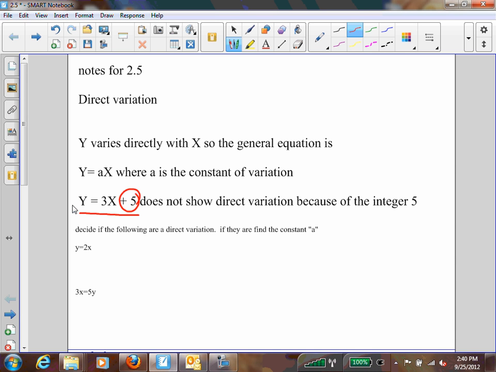So one of the questions that they'll be asking you basically is it an example of a direct variation or not? So if you've got it as y equals some value times x, then you have a direct variation. But if you're adding anything or subtracting anything in addition, then it's not.